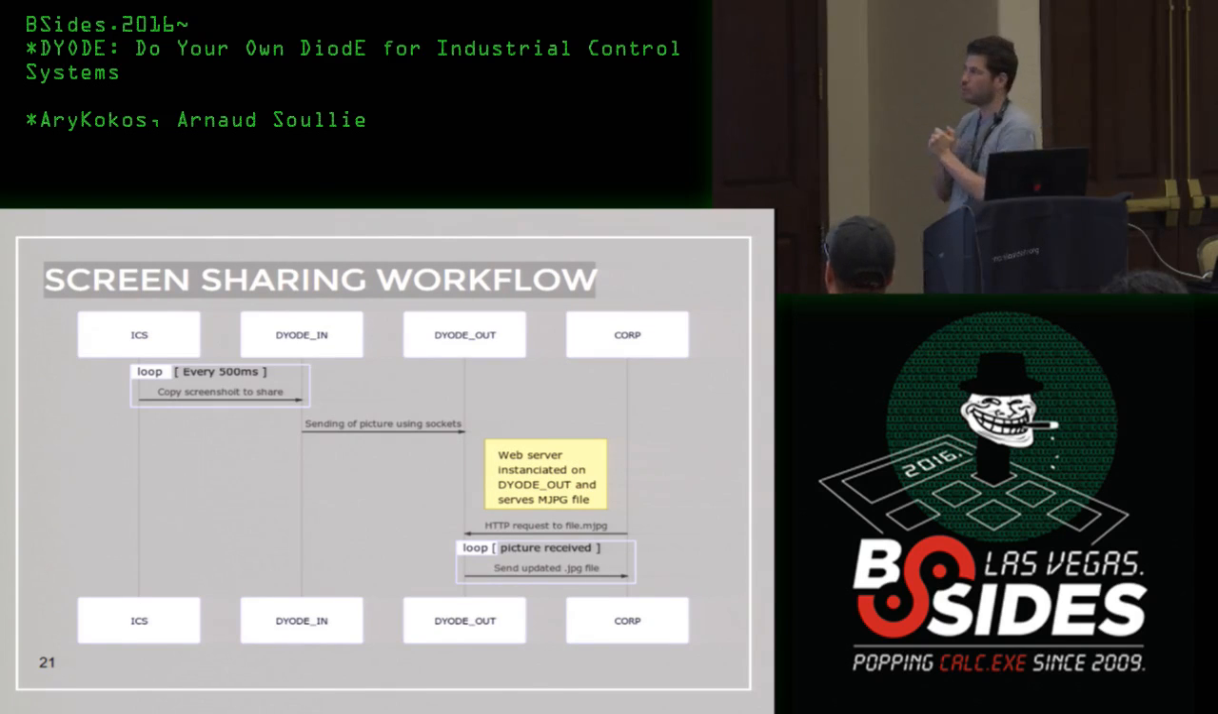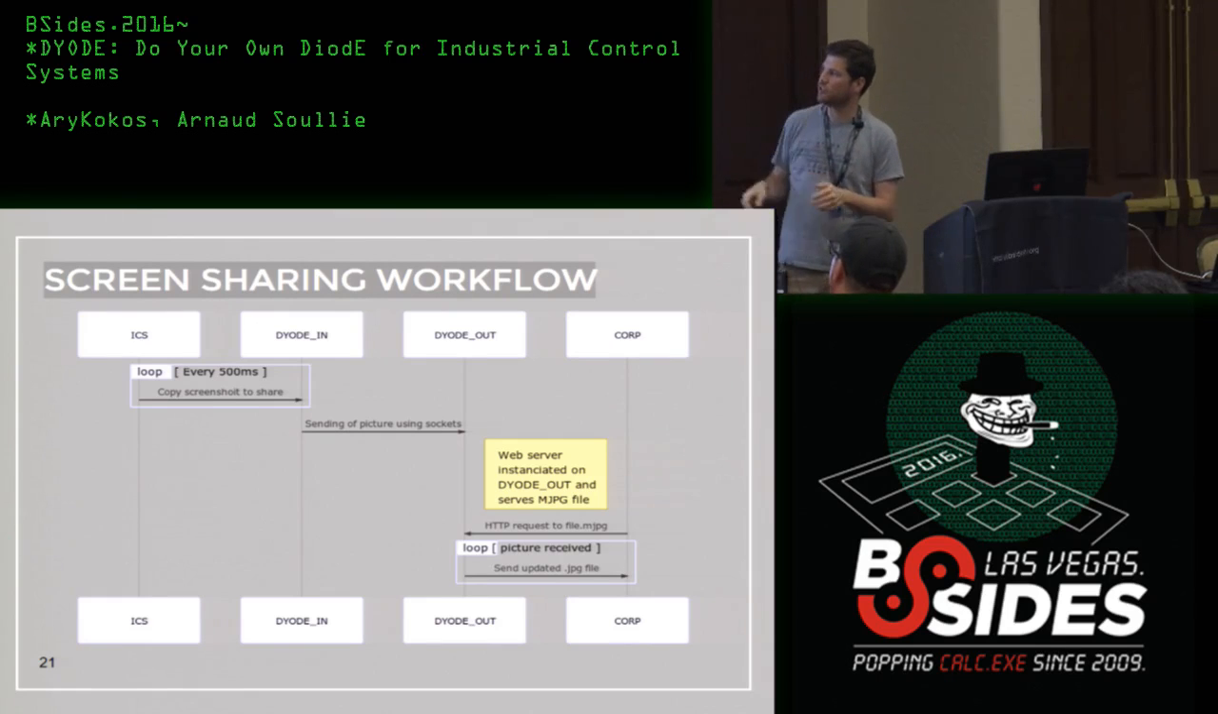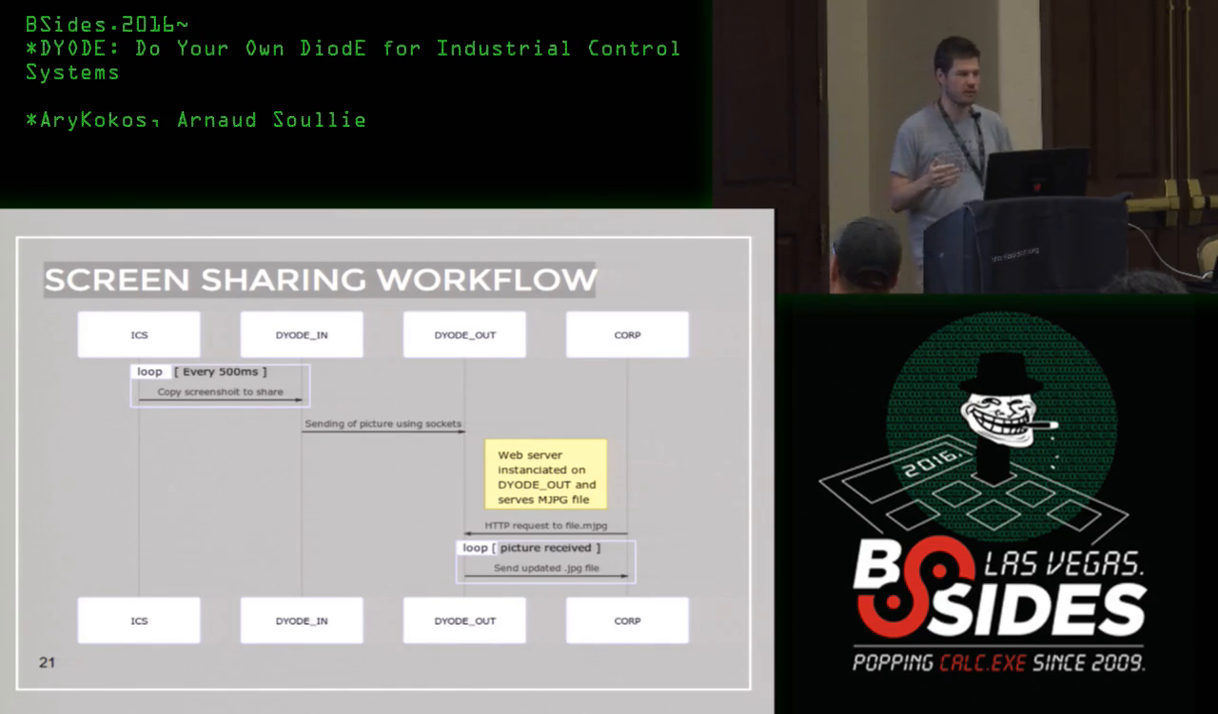Lastly, the screen sharing workflow. On the PC of which I want to share the screen, I have a PowerShell script. It's really easy, maybe 10 lines of code, that will take a screenshot every 500 milliseconds and save that to a network share on the first Raspberry Pi.